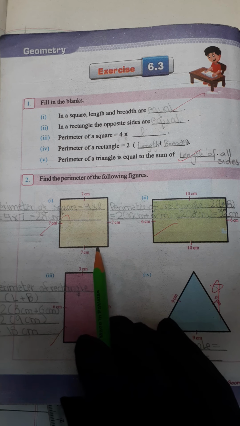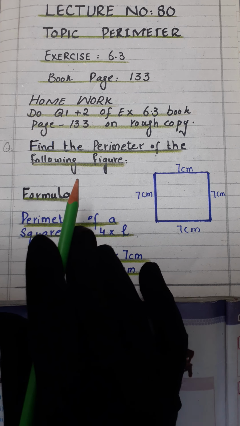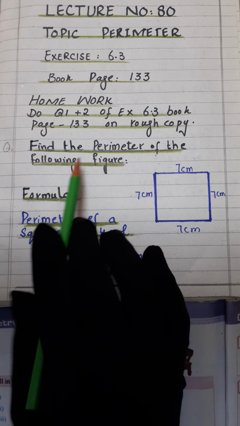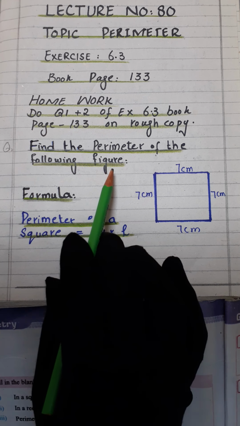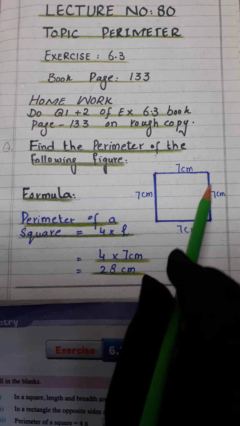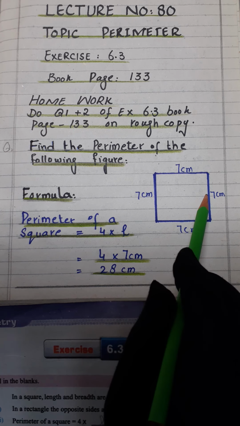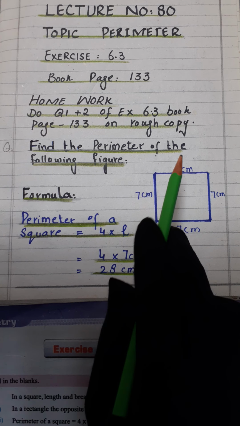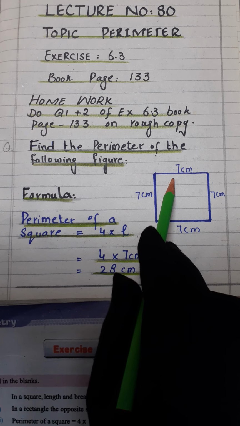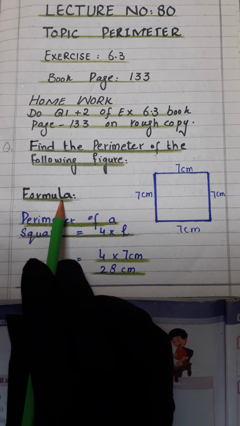Just look at this notebook. Okay, look. Find the perimeter of the following figure. Okay, the first figure is a square. Its measurement is given: 7 centimeter, 7 centimeter, 7 centimeter and again 7 centimeter. First write the formula just like this. Give the heading of formula.